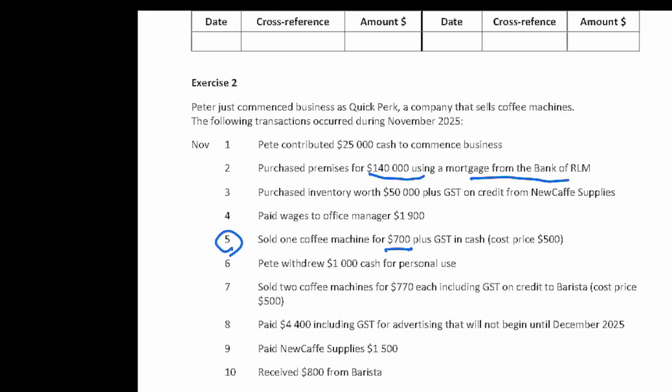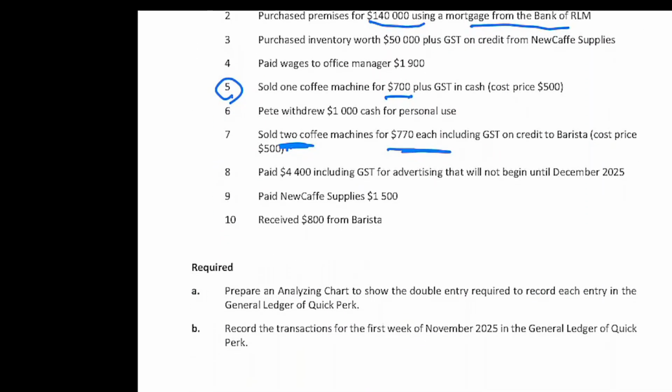So the next one is also selling, but on credit. The only difference is that bank is replaced with accounts receivable. Everything is similar to number 5 except bank is replaced with accounts receivable. And also remember how many coffee machines? 2. The people who don't read the questions, read it. 770 each, so you have to times it by 2. You think you can do it at home?